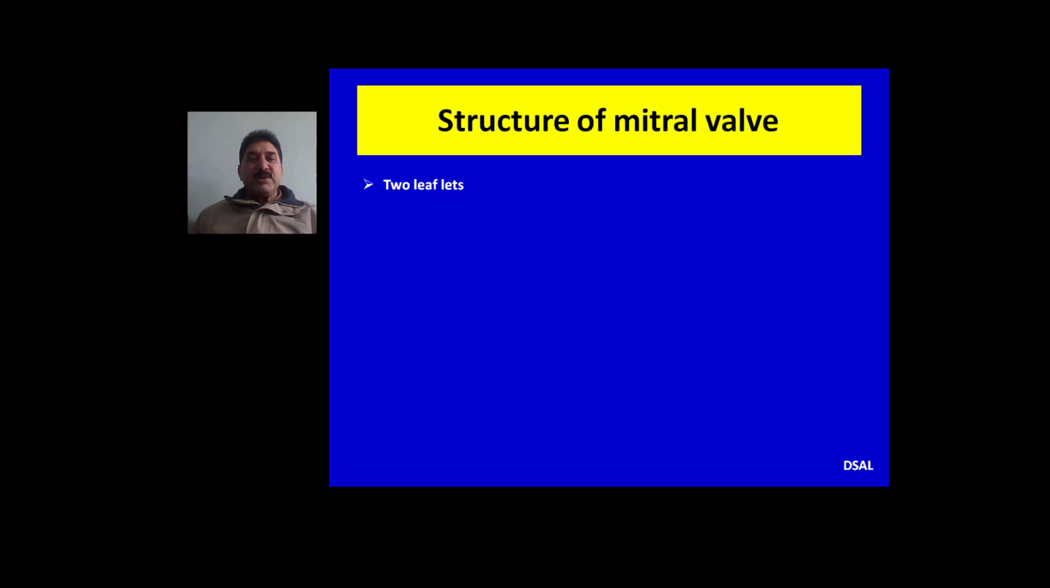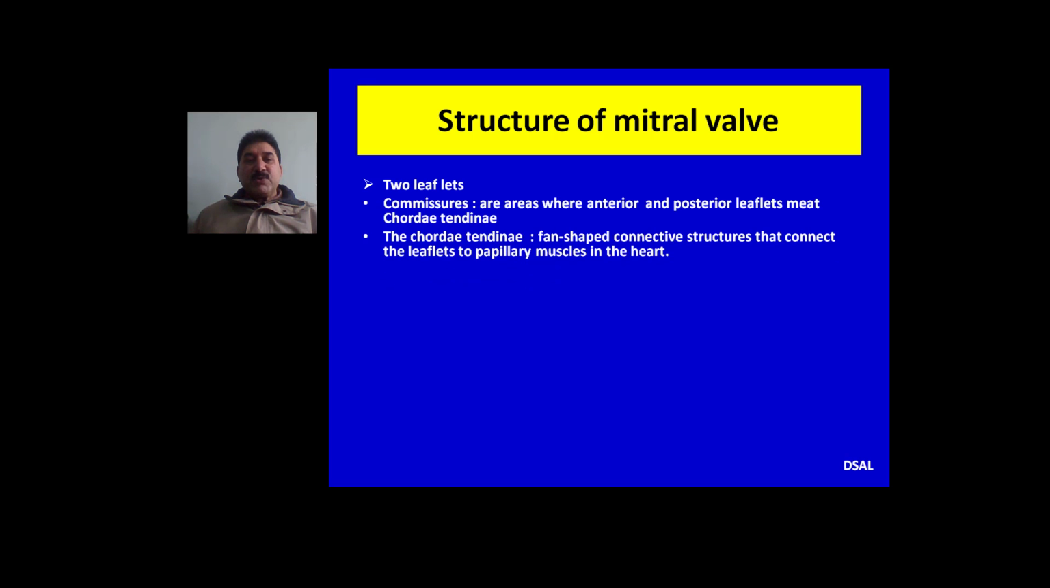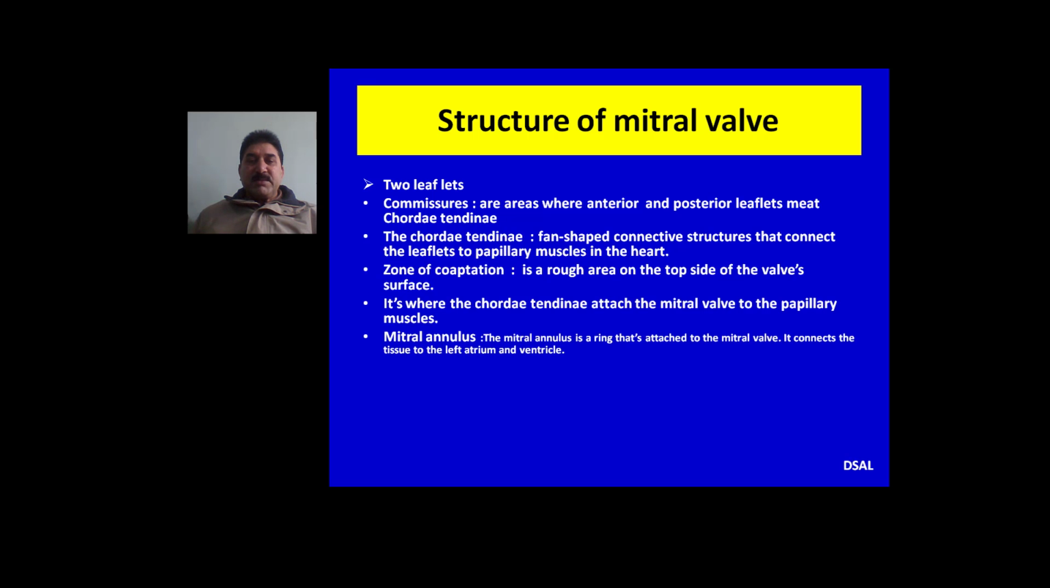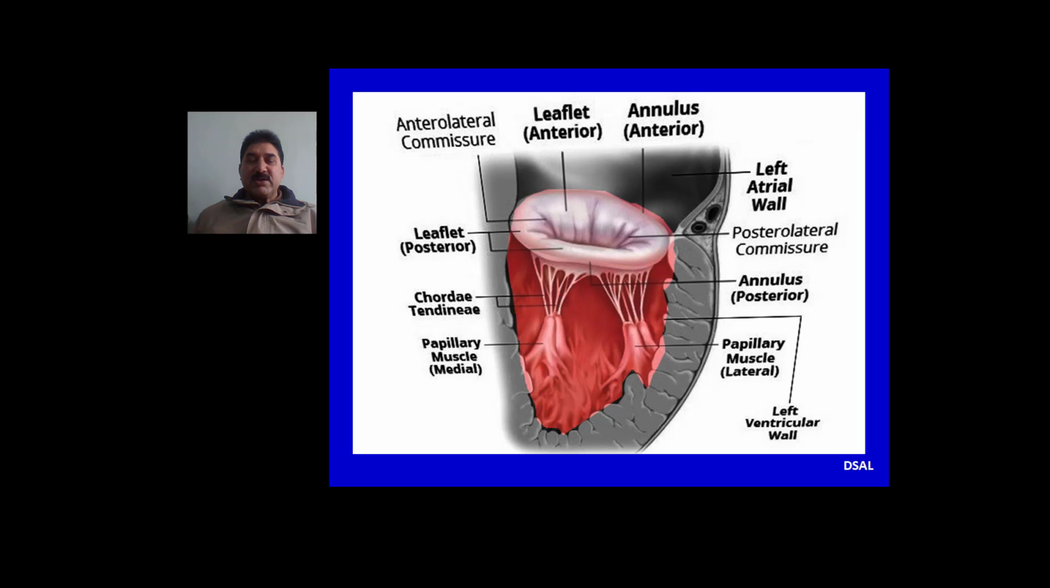Structure of the mitral valve. It has two leaflets, anterior and posterior. Commissures are areas where the anterior and posterior leaflets meet. Chordae tendineae are fan-shaped connective tissue structures that connect the leaflets to the papillary muscles in the heart. Mitral annulus: the mitral annulus is a ring that attaches to the mitral valve. It connects the tissue of the left atrium and ventricle. Similarly to the leaflets, the mitral annulus has both anterior and posterior portions.